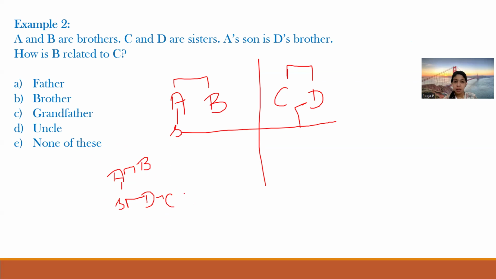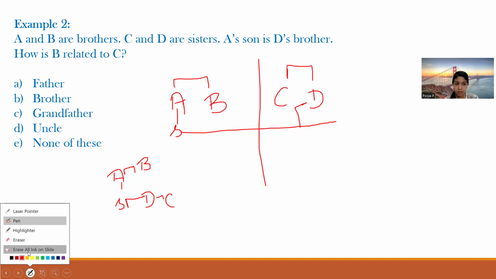How is B related to C? Uncle. Uncle, ma'am. Uncle, father's brother. Ma'am, should we see B related to sisters? Arman is correct, but I would like to know others. If you're finding another option as correct, why? Ma'am, I didn't understand the question. Okay, we will redo it.